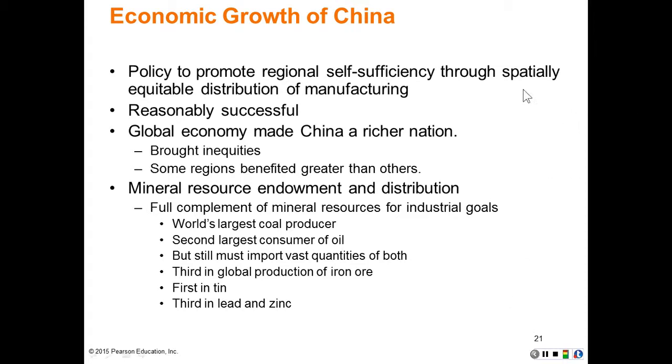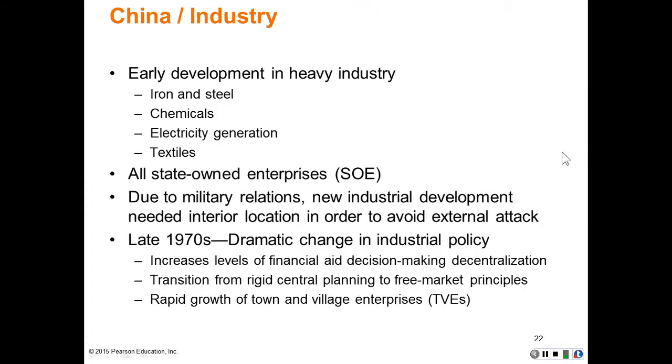Mineral resource endowment and distribution. China has a full complement of mineral resources for industrial growth. It is the world's largest producer of coal, second largest consumer of oil, but it still must import vast quantities of both coal and oil. It's third in global production of iron ore, first in tin, and third in production of lead and zinc minerals.